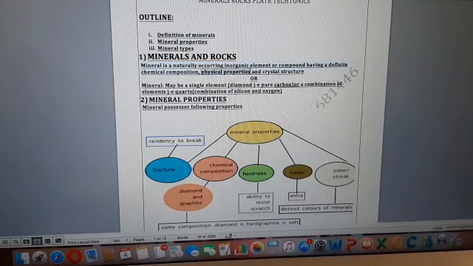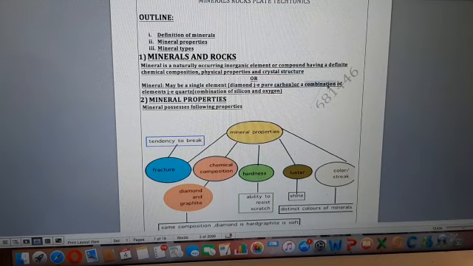that has some definite physical properties, and they have a crystalline structure. Now, in this definition, the important thing is that it is a naturally occurring substance, inorganic in nature, and has a definite chemical composition. Its composition is a definite one, and then definite physical properties as well, and a particular crystalline structure. And the second definition says that a mineral may be a single element, as in the case of diamond that is composed of pure carbon, or a mineral may be a combination.